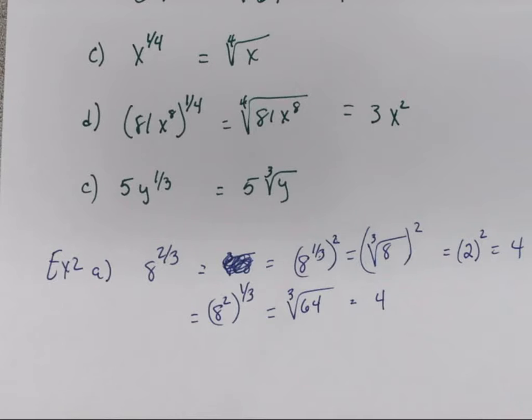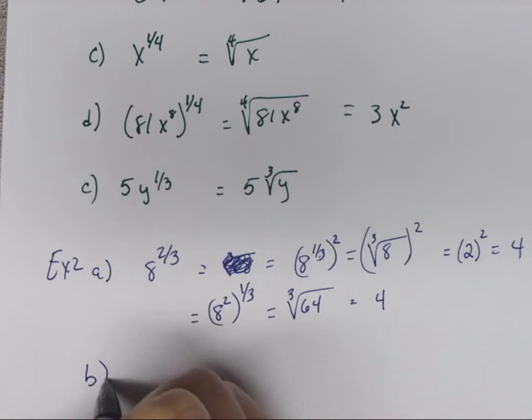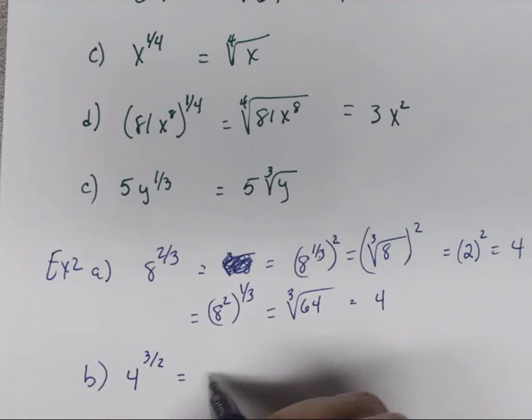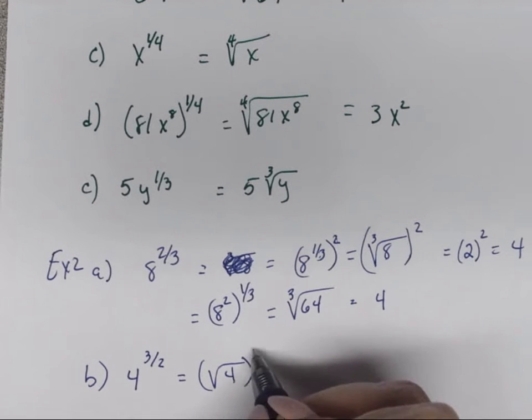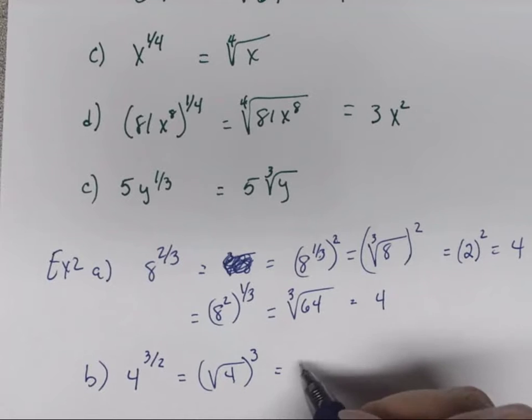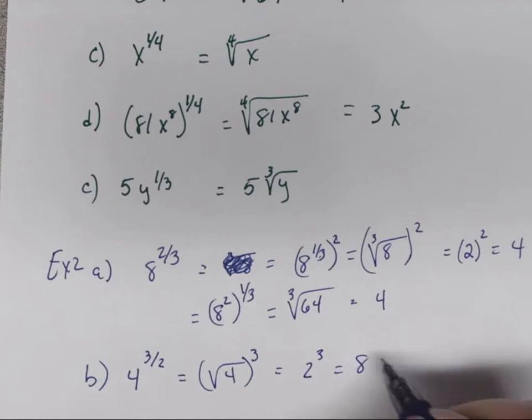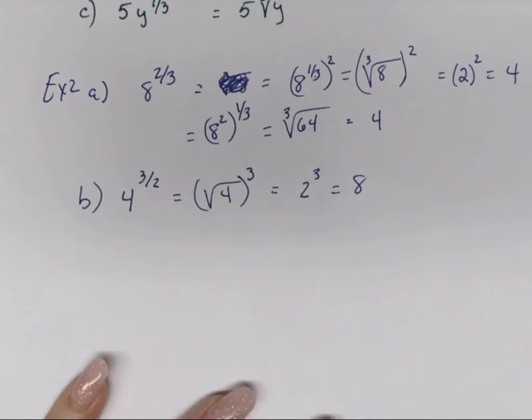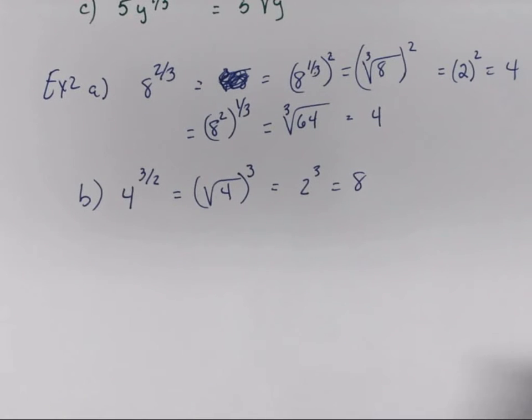But either way will work. All right, let's look at another example. If we have 4 to the 3 halves, this would be the same thing as the square root of 4 to the third. Square root of 4 again is 2 to the third, which will get you 8. So again, because I could take the square root, I'm going to go that way. If I can't, then I'll go the other.